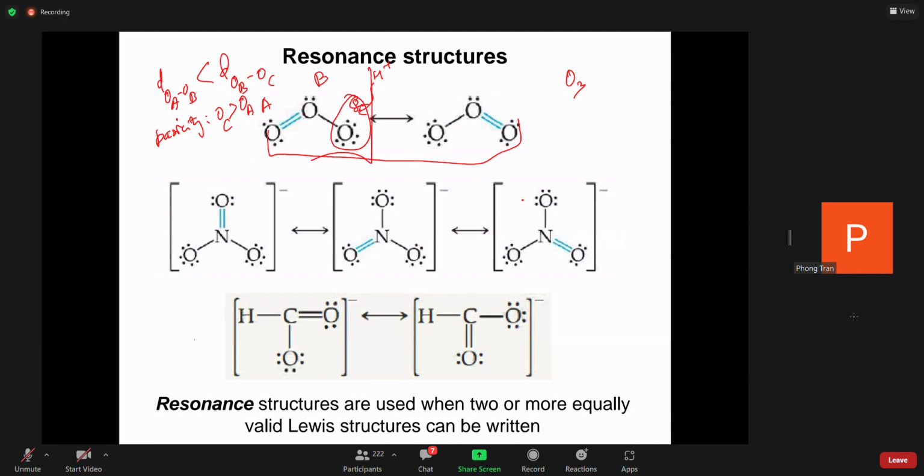So to explain, we say that the two structures, 1 and 2, both coexist in the real structure of O3. And there is a kind of resonance between the two structures. Okay, so the resonance structure describes the different structures that can coexist in one chemical compound.